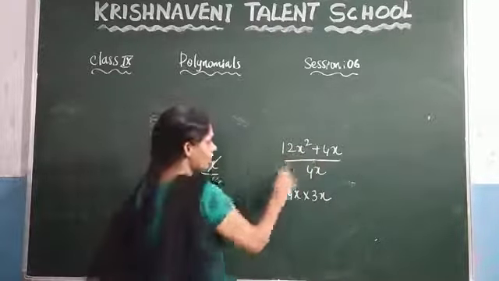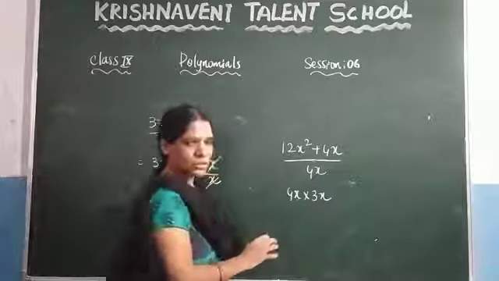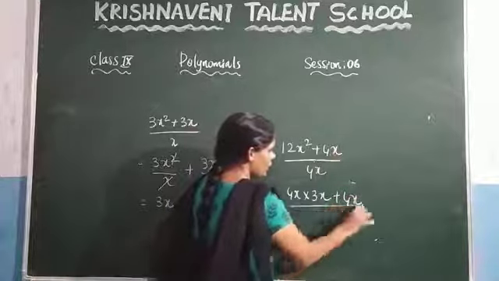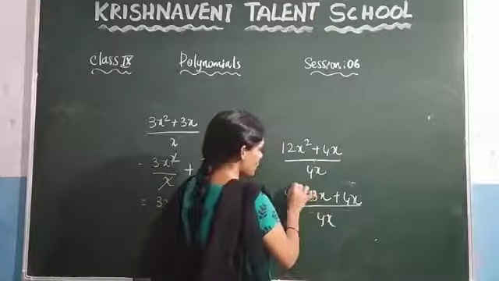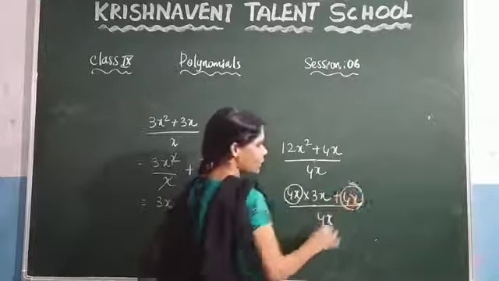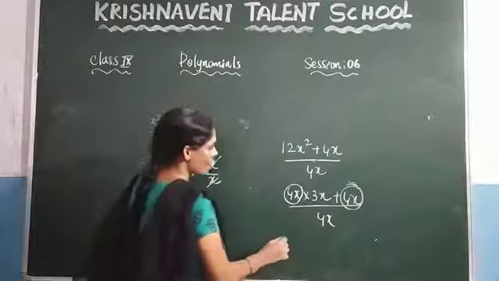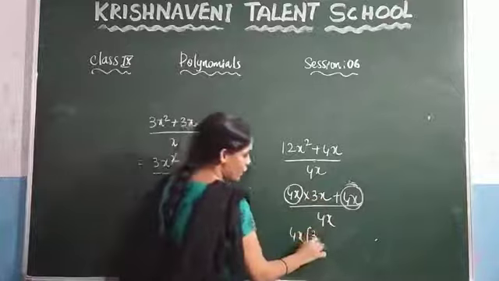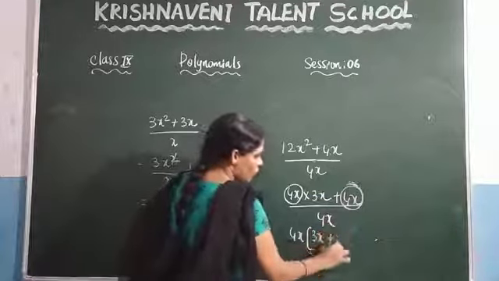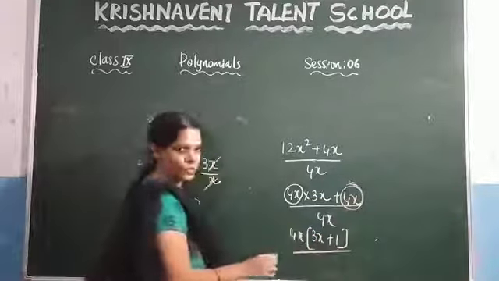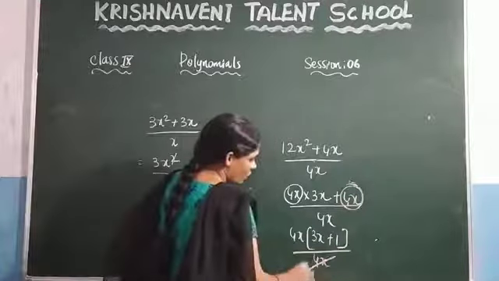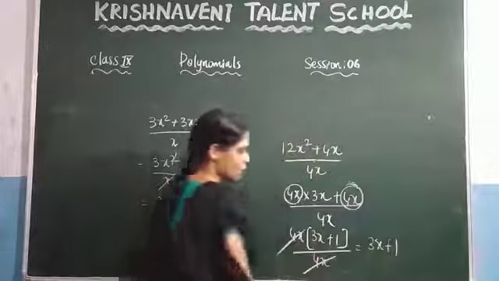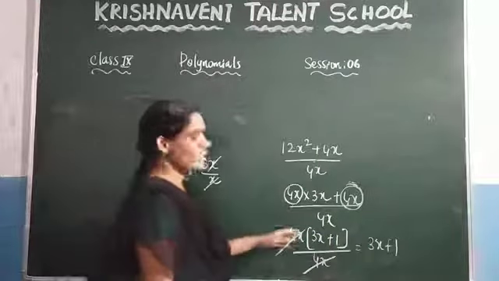So you can write 12x squared as 4x into 3x plus 4x, all divided by 4x. Here you can observe that 4x is there, so you can take 4x common. If you take 4x common, what is left here is 3x. And from the other term, what is left is 1, over 4x. This 4x will get cancelled. You will get the quotient, which is 3x plus 1. Like that you can solve it.